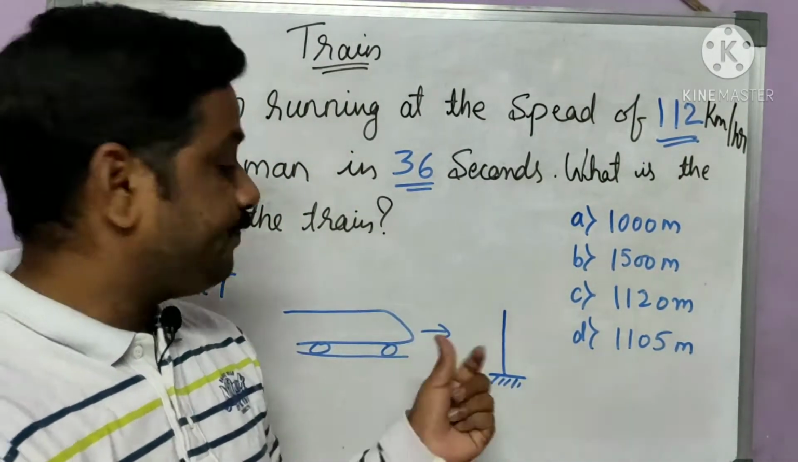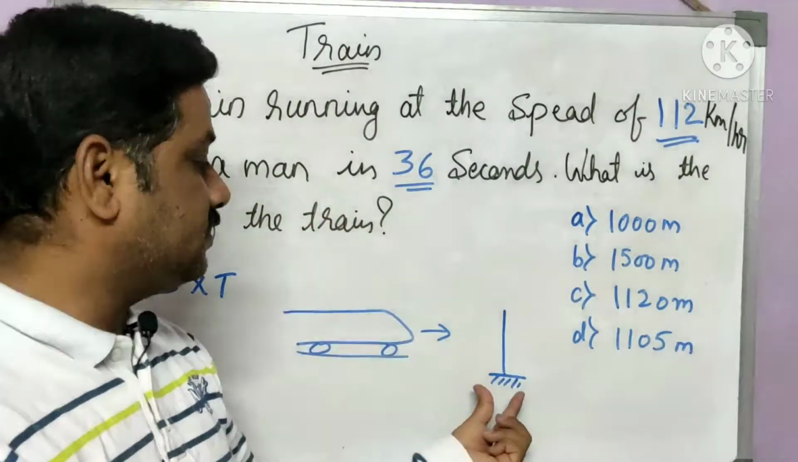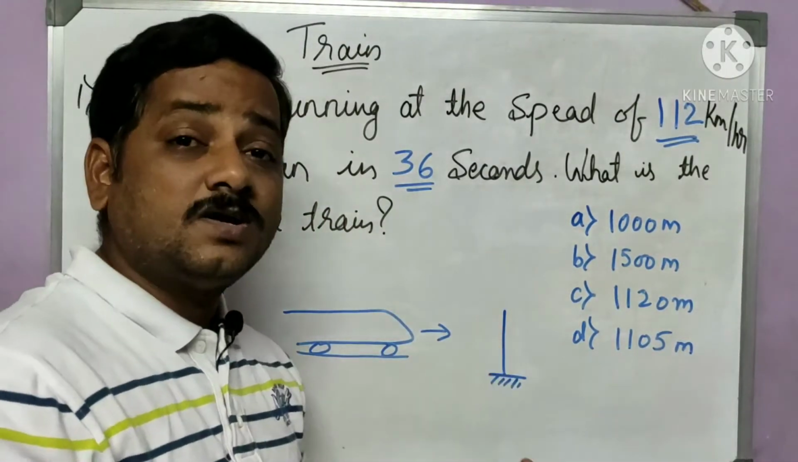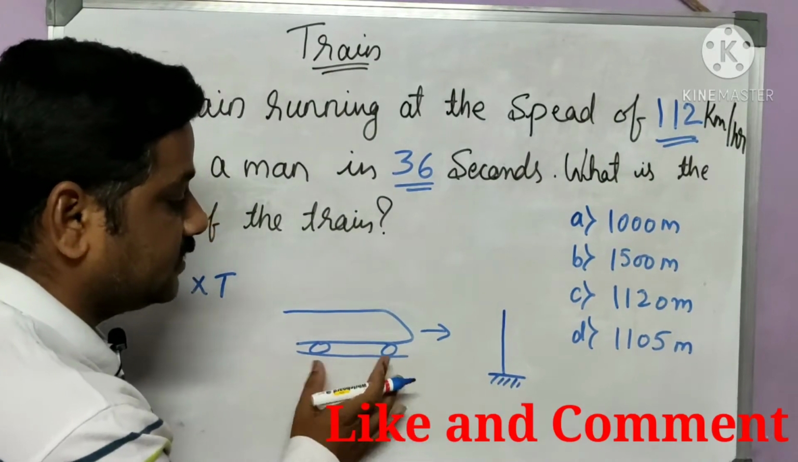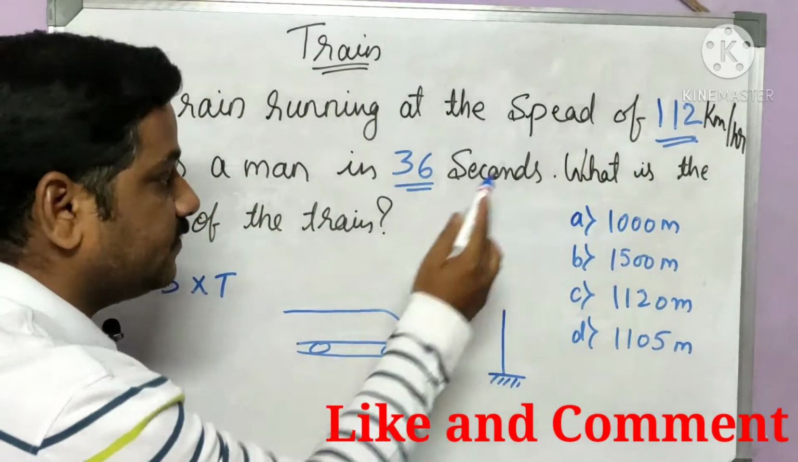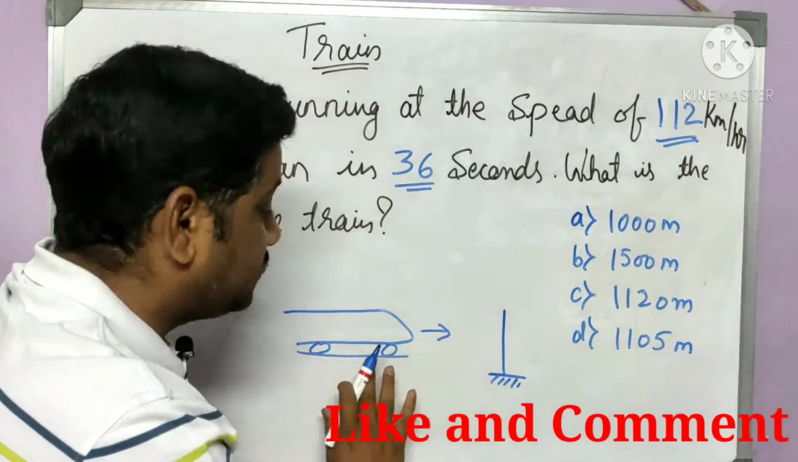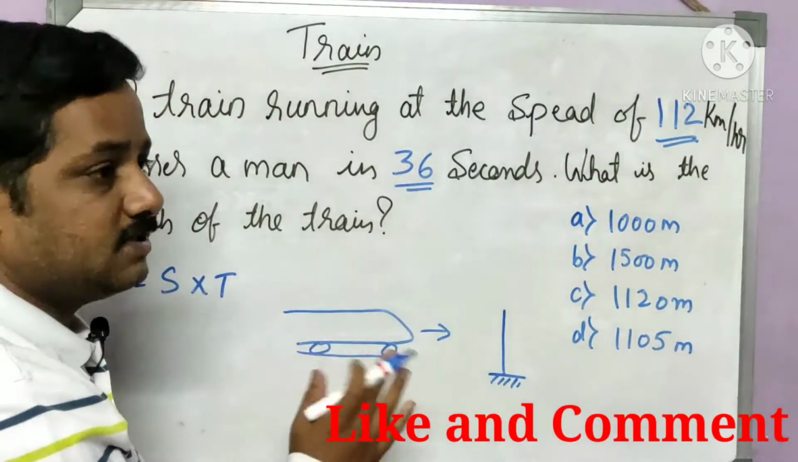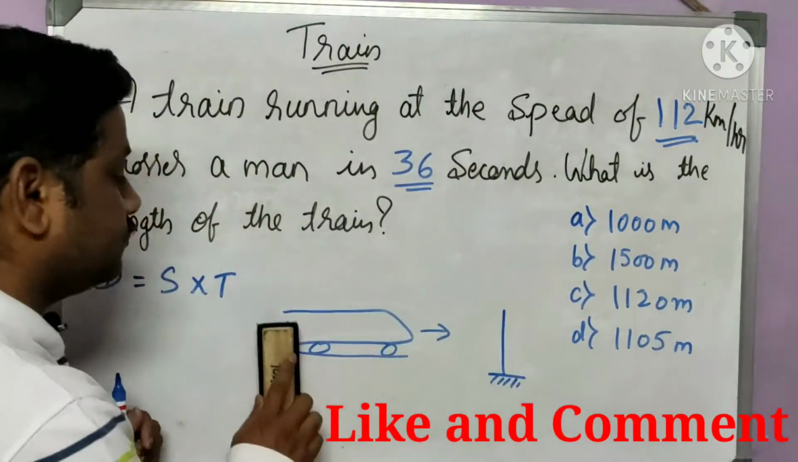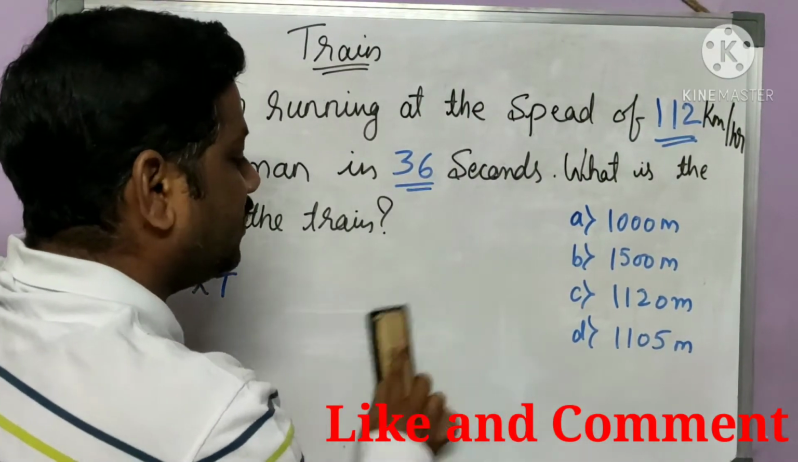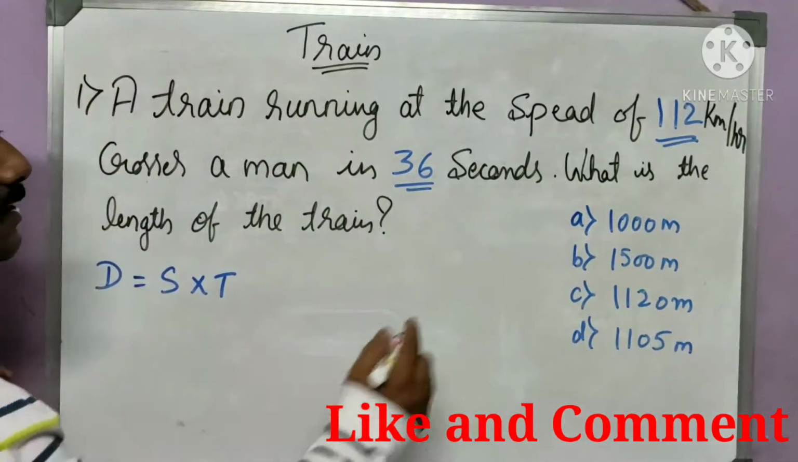He will not have a speed because he is just standing there, a standstill man. He is not moving and he does not have a distance. So you just need to find the distance of the train. The speed is given, and the time at which the train crosses is given. Substitute that and get the distance. This is the logic.